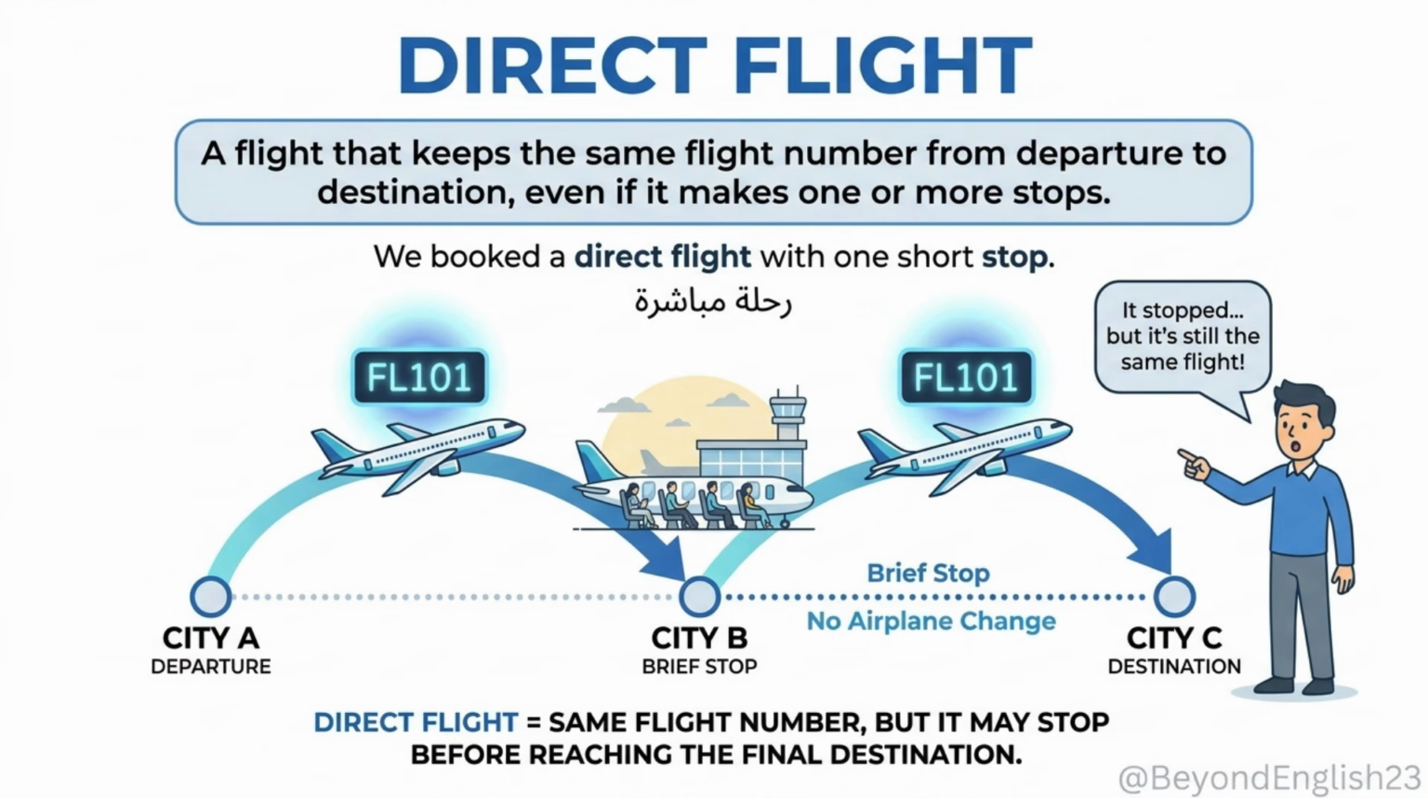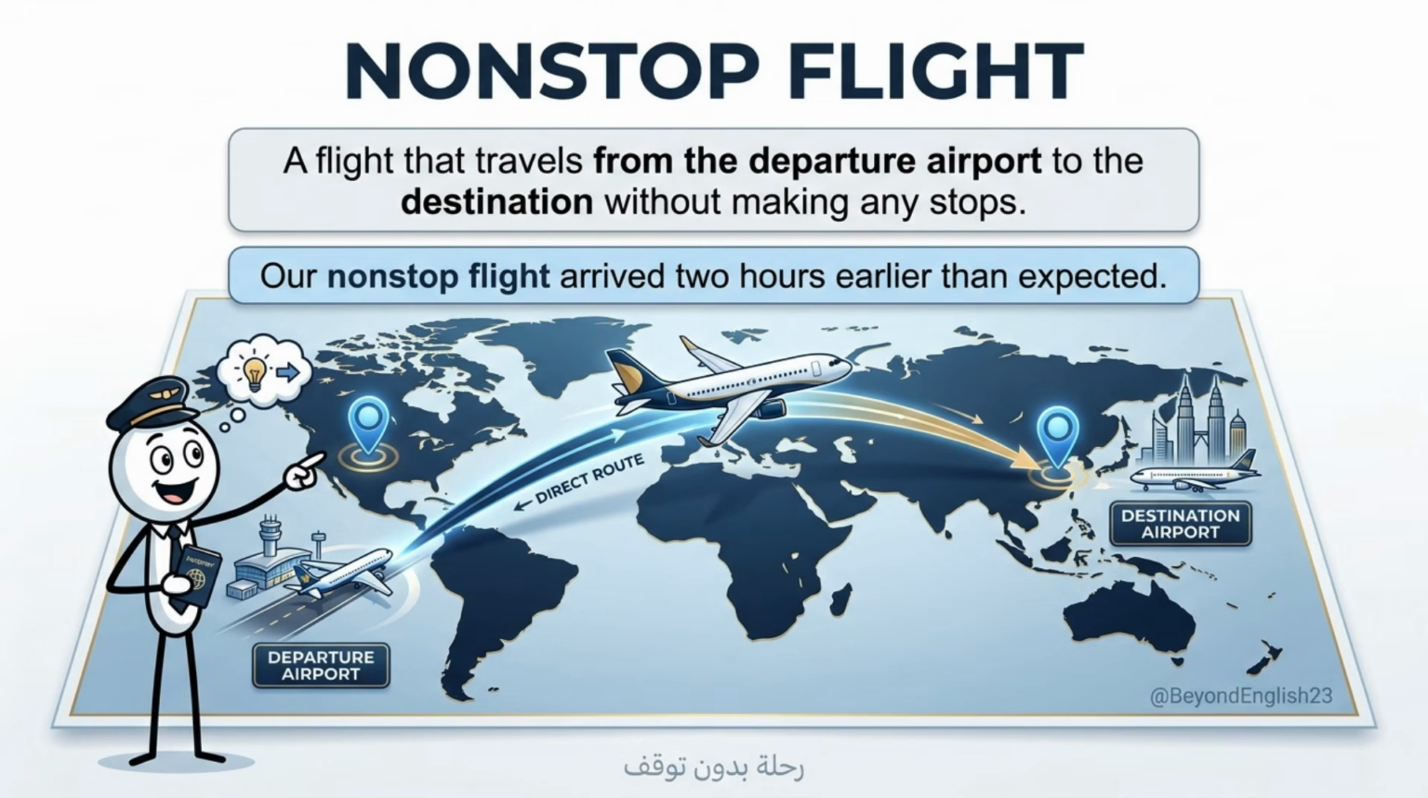7. Direct flight. A direct flight takes you from your departure airport to your final destination using the same flight number, but it may stop at another airport along the way. Example: we took a direct flight that stopped briefly before reaching our destination. A direct flight may make a stop, but you usually continue on the same flight. 8. Non-stop flight. A non-stop flight travels from the departure airport to the destination without stopping anywhere in between. Example: I prefer a non-stop flight because it is faster and more convenient.